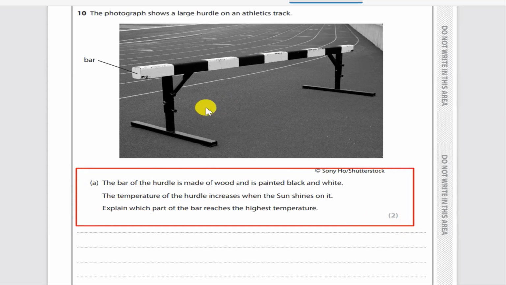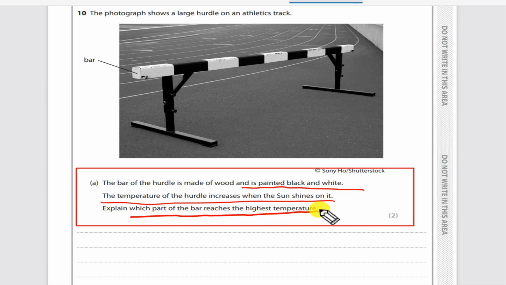Read the question first. The bar of the hurdle is made of wood and is painted black and white. The temperature of the hurdle increases when the sun shines on it. Explain which part of the bar reaches the highest temperature.